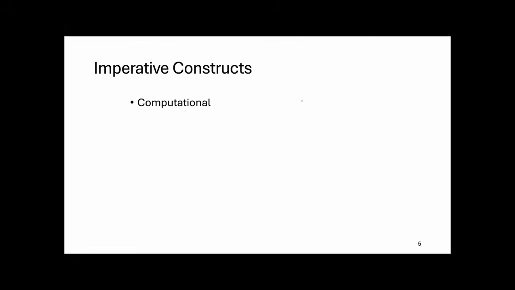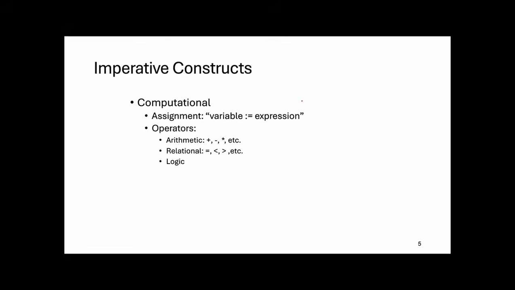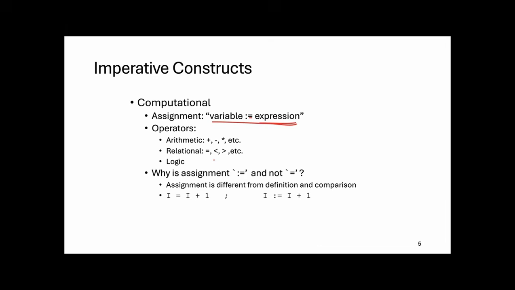Now, what about the imperative constructs? For the imperative, computational constructs, you can have the assignment statement. The assignment statement in Algol became the variable, then the colon here, then the equal sign, and then the expression. And you can have operators like arithmetic operators, plus, minus, and so on. You can have relational operators like comparisons, equal or not equal, less than and greater than, and logical operators as well.